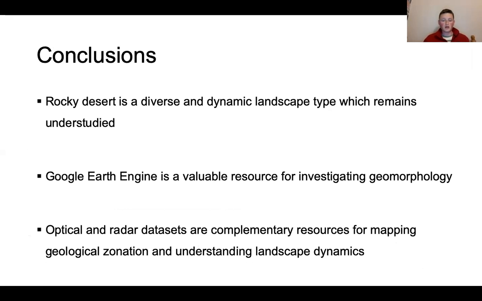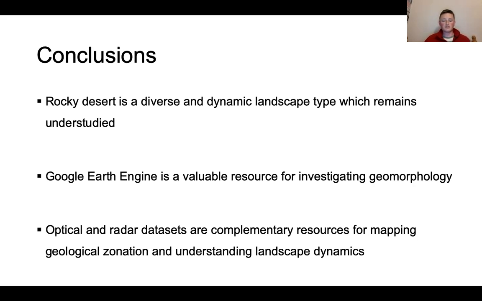So essentially, some of my main conclusions were really that Rocky Desert is a much more diverse and dynamic landscape type than you maybe perhaps would first imagine. I think a lot of people would sort of imagine it to be quite static and unchanging.